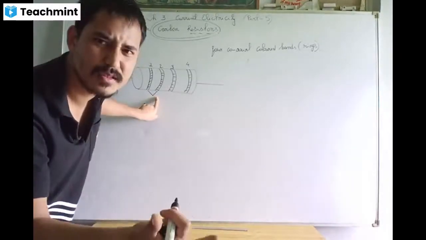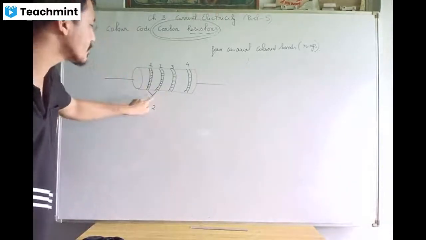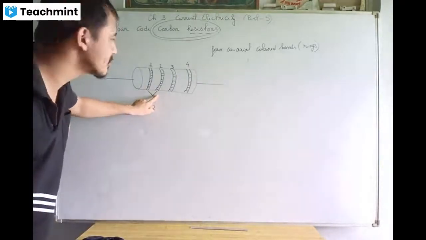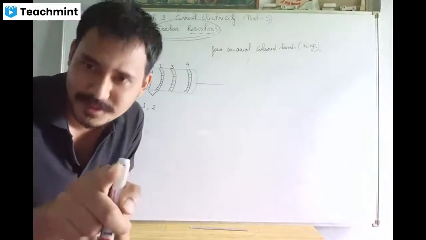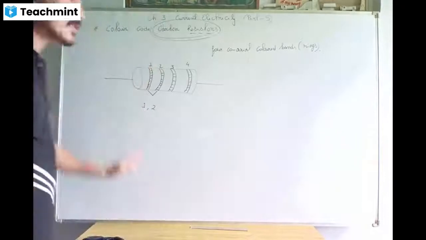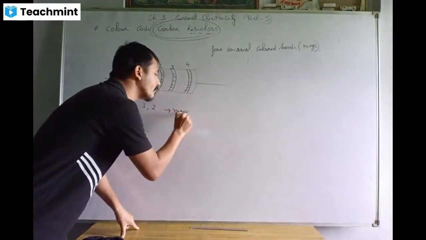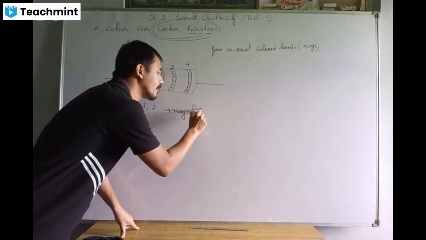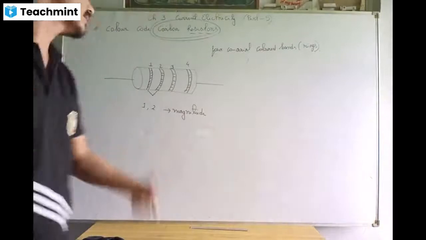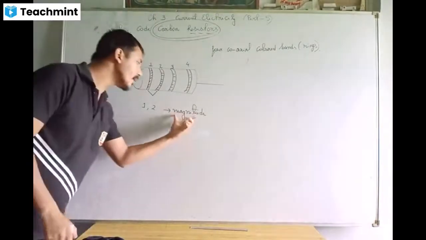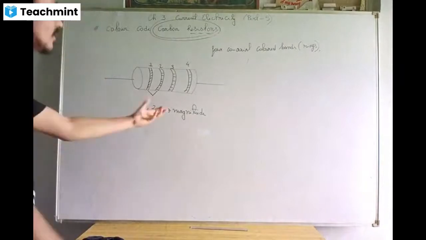If you don't understand that, the first two colors give you the magnitude of the resistance. You know magnitude, right? So the first two colors give you the magnitude of the resistance. Actually, the first two colors give you the significant digits. The numbers mean the magnitude of the resistance, the value.